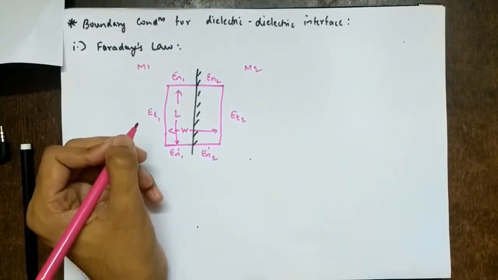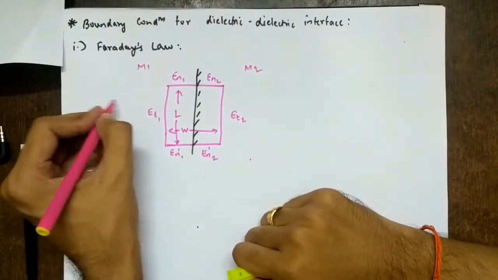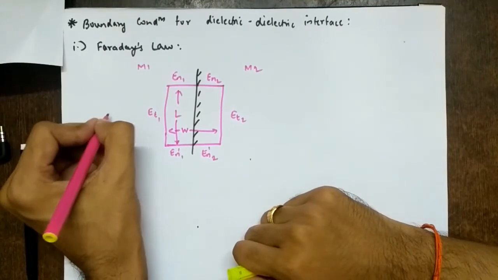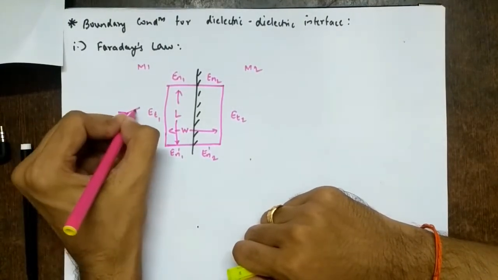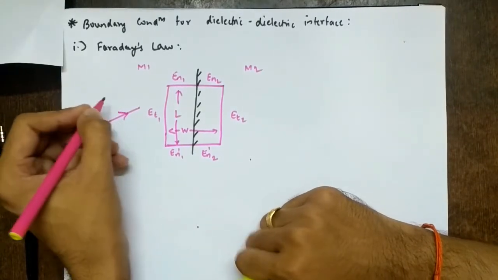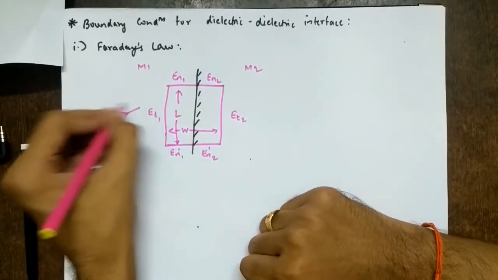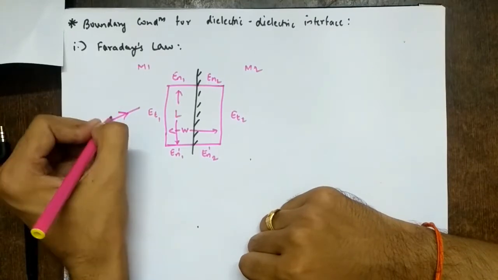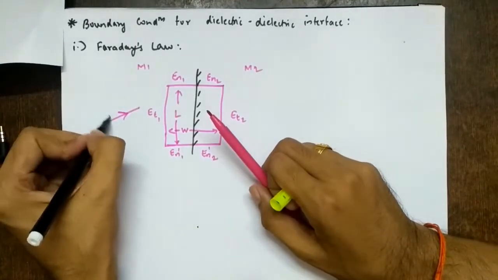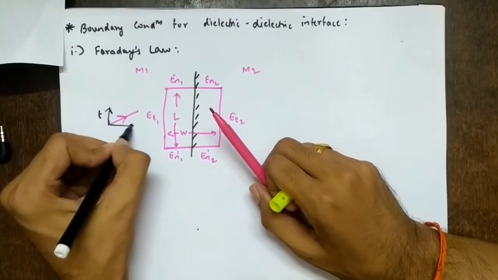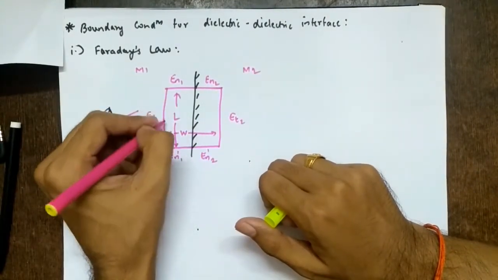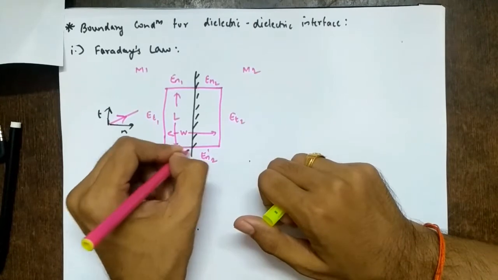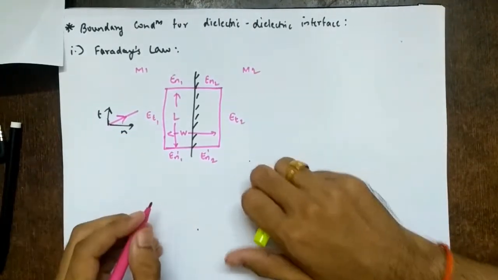Now why we have tangential and normal components is because the electromagnetic wave, or the electric field, which is made incident on the boundary will obviously be at some angle with respect to the normal, right? So we resolve this into tangential and normal components. This component is tangential to the boundary and this component is normal to the boundary. That is how we get tangential and normal components.